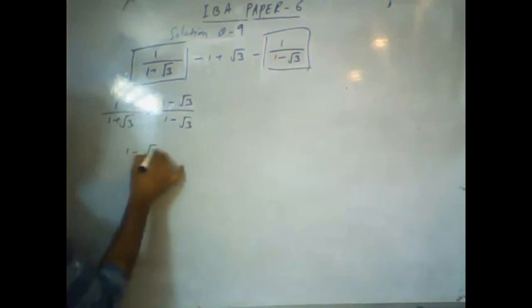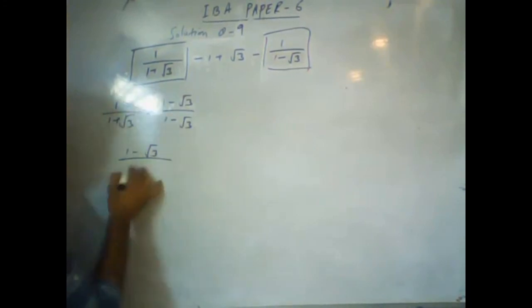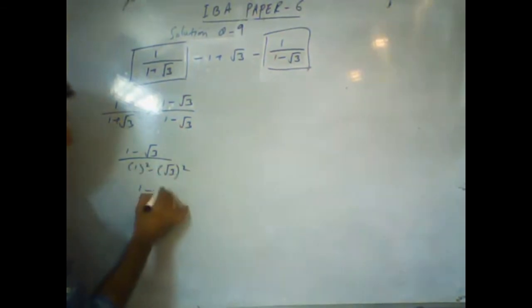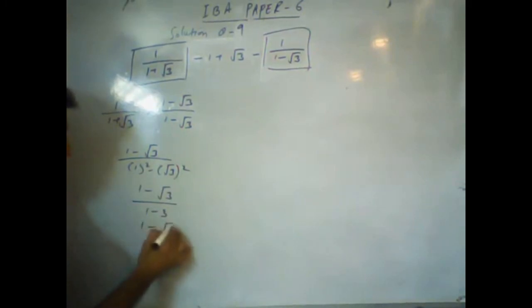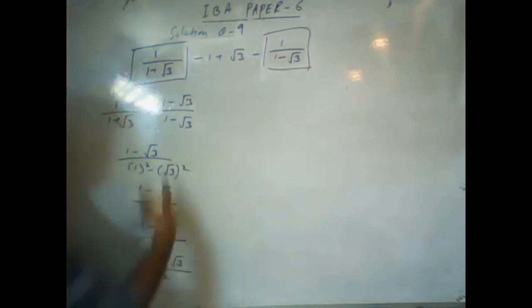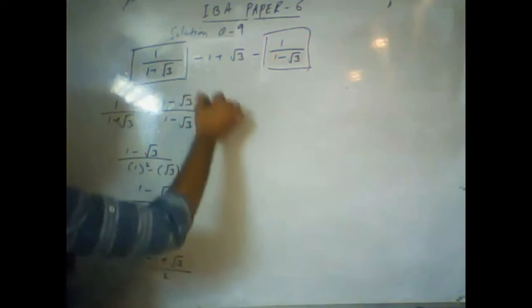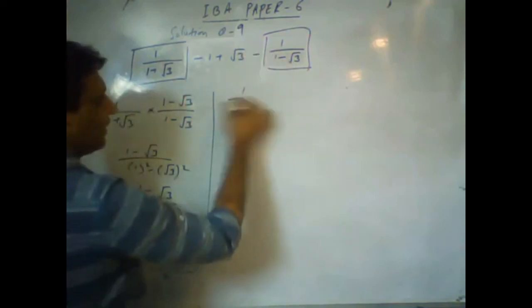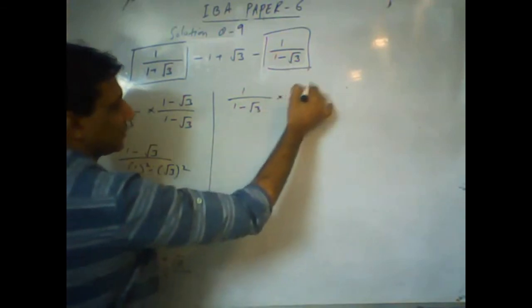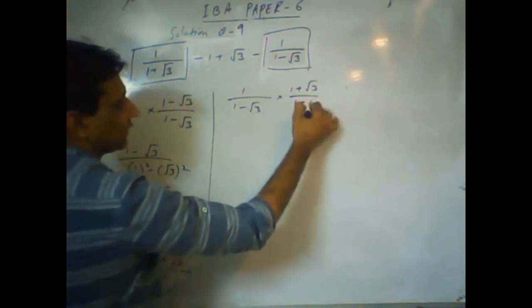1 minus root 3 over, this is a plus b, a minus b, a square minus b square. So 1 minus root 3 over 1 minus 3. That's minus 2. 1 minus root 3 upon minus 2, or you can write it as minus 1 plus root 3 upon 2. So this is equal to this. Now take the other one, 1 over 1 minus root 3. You multiply and divide by 1 plus root 3, the conjugate. 1 plus root 3 over 1 plus root 3.